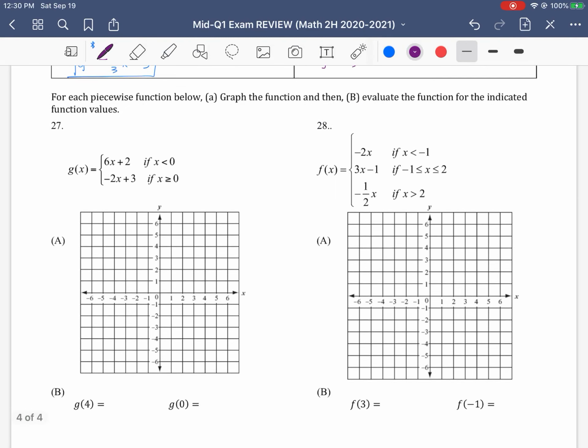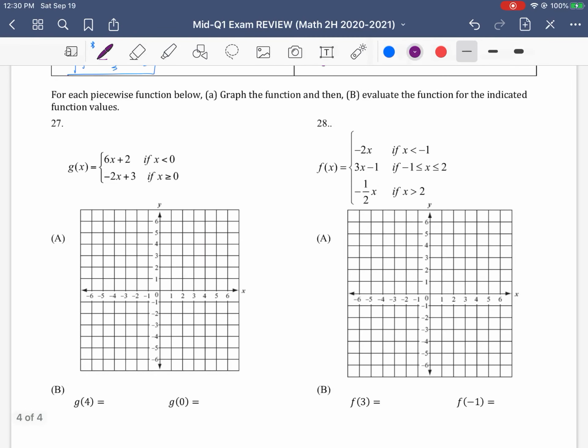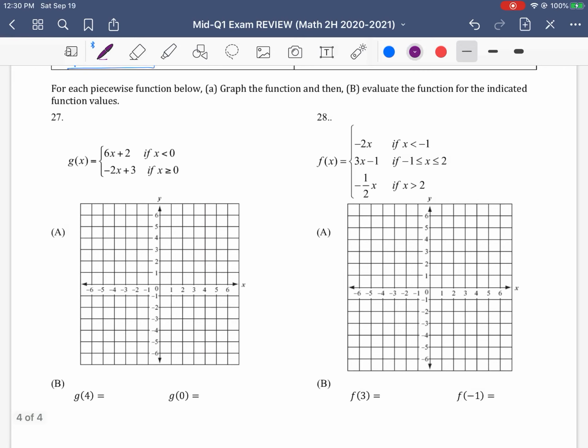On to piecewise functions again. So this time we're graphing and evaluating them. So first of all, let's talk about graphing. We talked about in class that maybe it's helpful to draw a little line at the barrier if it helps you. And in this case, notice the domain restriction.